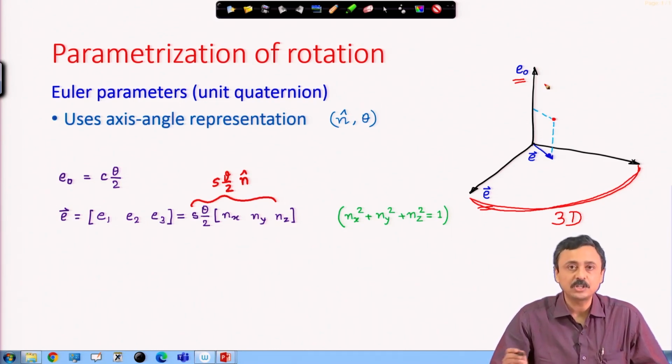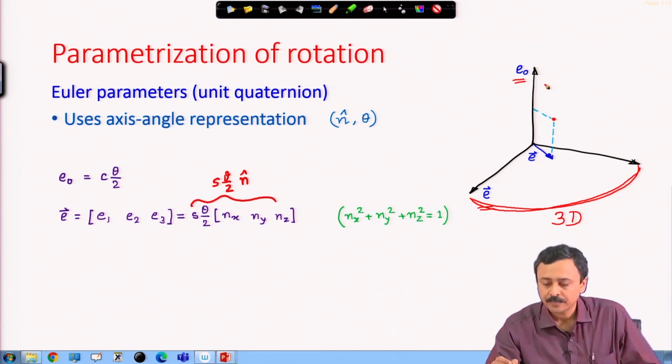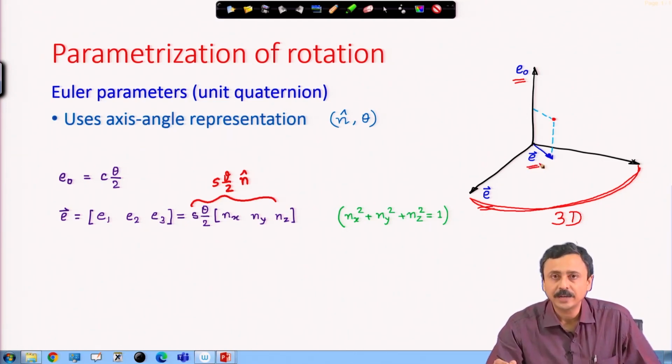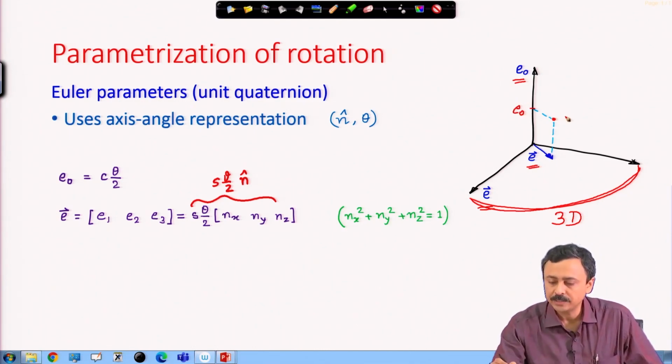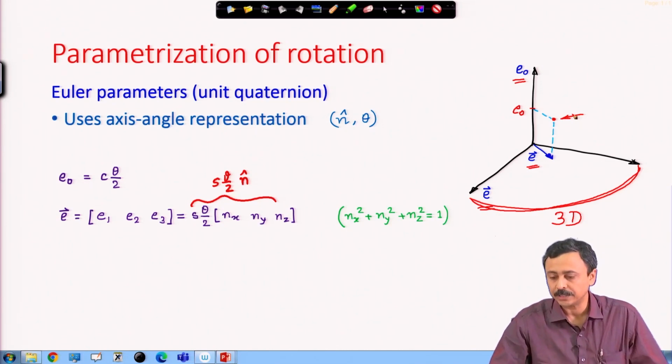Now, you have to stretch your imagination a little bit and think about representing a point in this 4-dimensional space. We have a vector E and certain value of E naught, and therefore, this point represents an orientation of the body. It represents a rotation matrix, and every rotation matrix, remember, represents orientation of a body.